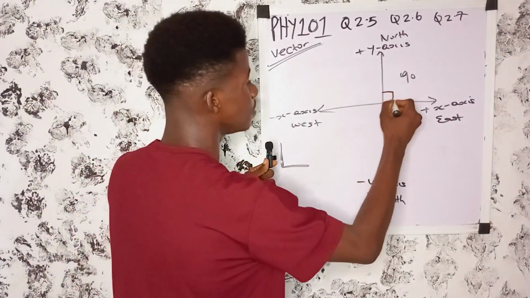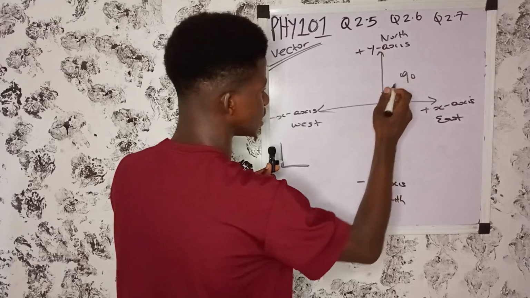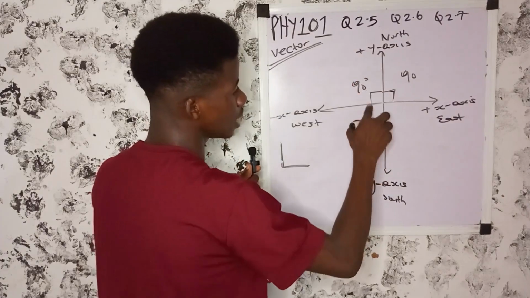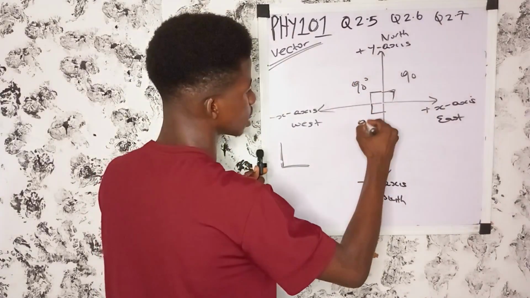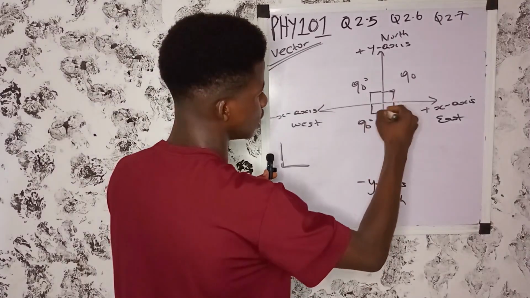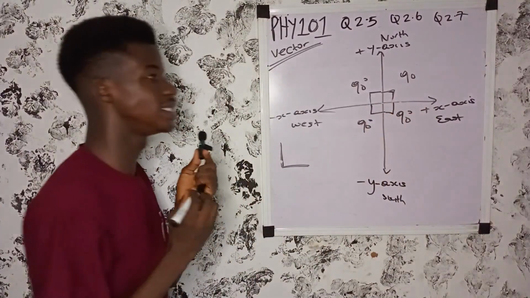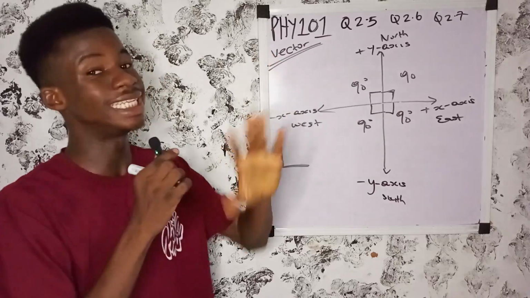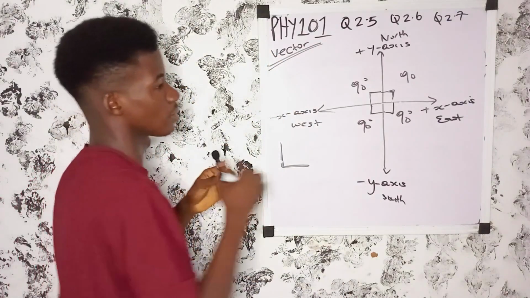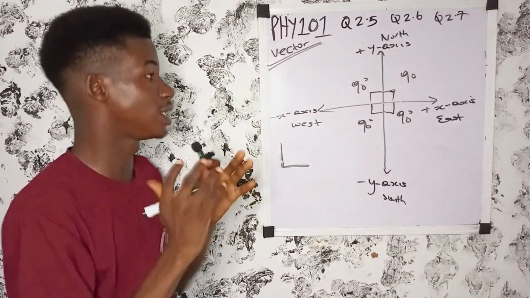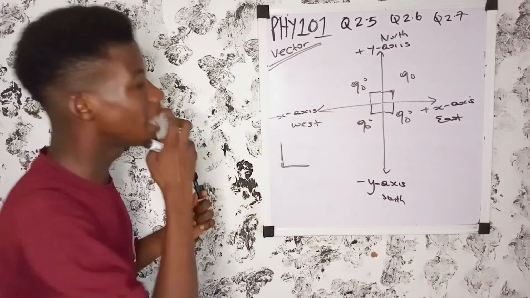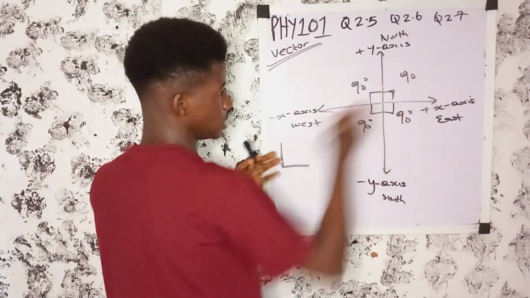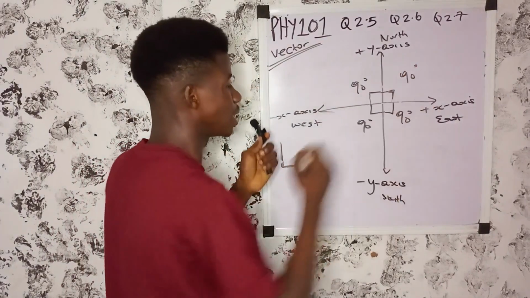So from this positive x to here is 90. From here to this is 90 as well. From here to this line is 90. Also from here to this line is 90. Please take note of all these things, because you will need them. Each of these places is 90 degrees. The angle from here to here is 90 degrees, and from here to here the angle is 90 degrees.